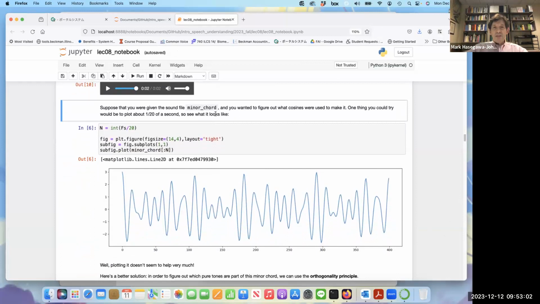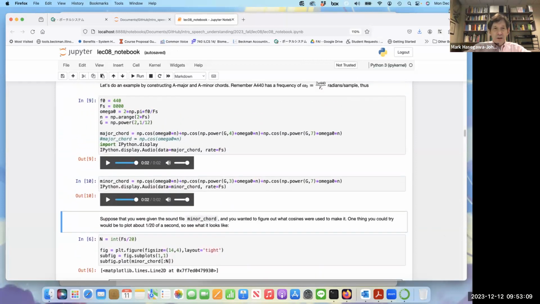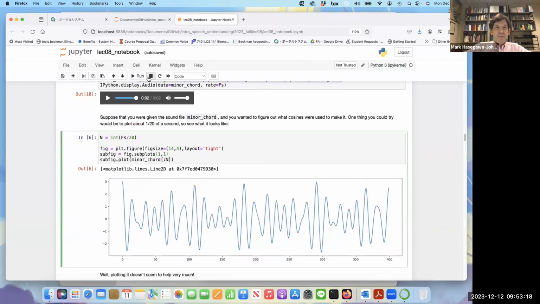So suppose you were given the sound file minor chord and you wanted to figure out what were the three sine waves that made it up. We know that it contains these three cosines at three different frequencies, but now the question is, how do you take them apart again? It's not so obvious. If we just plot the chord, it's not so obvious what are the three cosines that make it up. We can tell that it's kind of sinusoidal, but it's very unclear exactly how you would try to break that down into three different cosines.